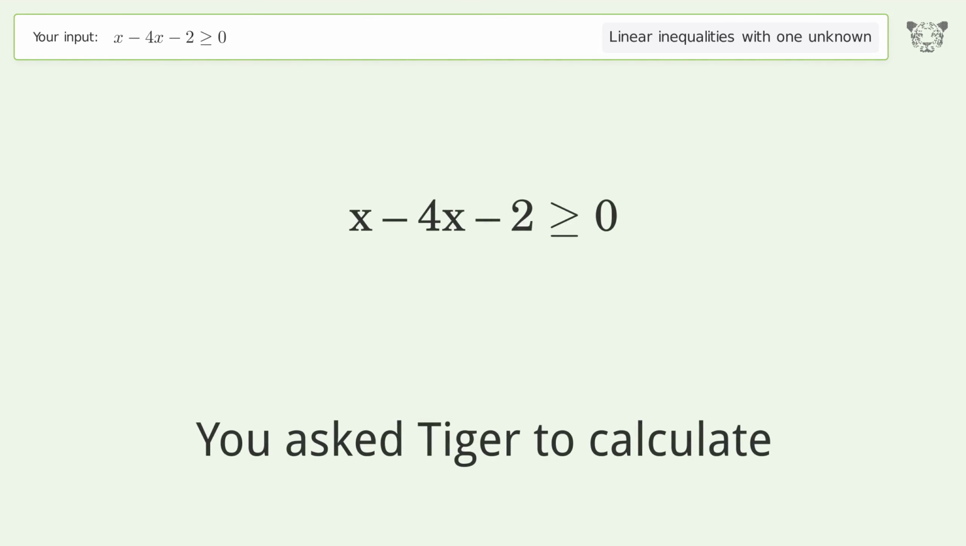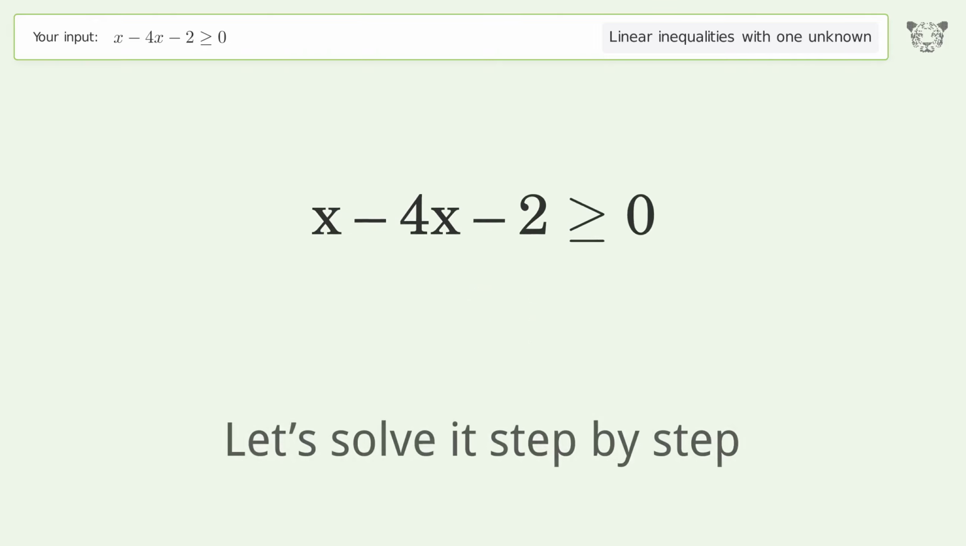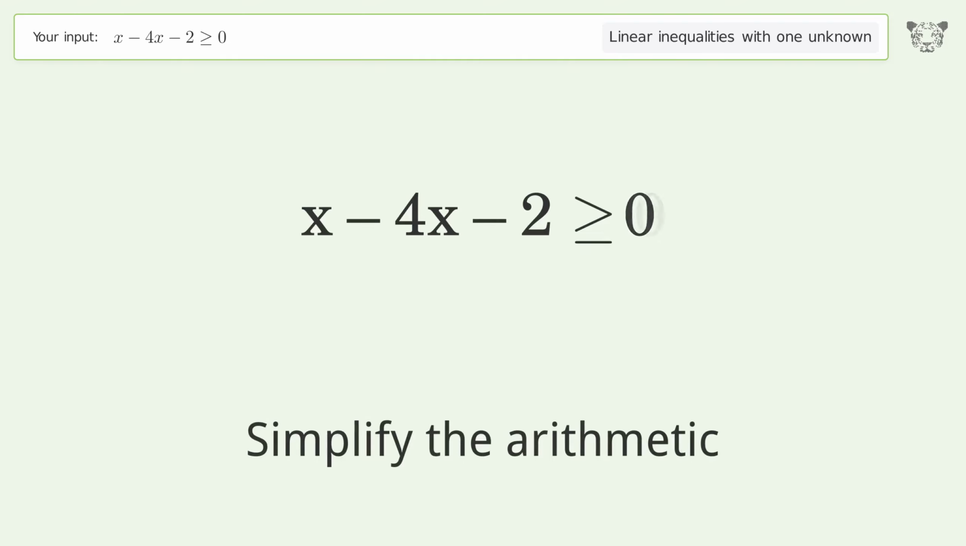You ask Tiger to calculate. This deals with linear inequalities with one unknown. The final result is x equal or smaller than -2/3. Let's solve it step by step. Simplify the expression. Simplify the arithmetic.